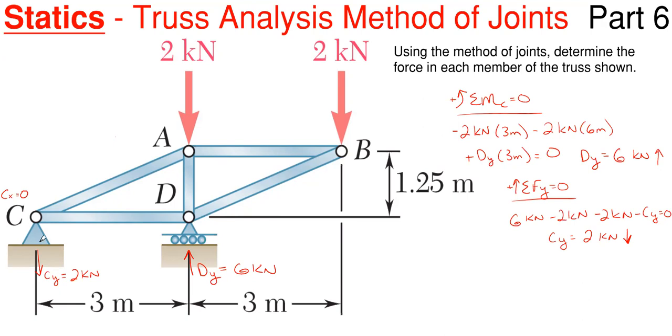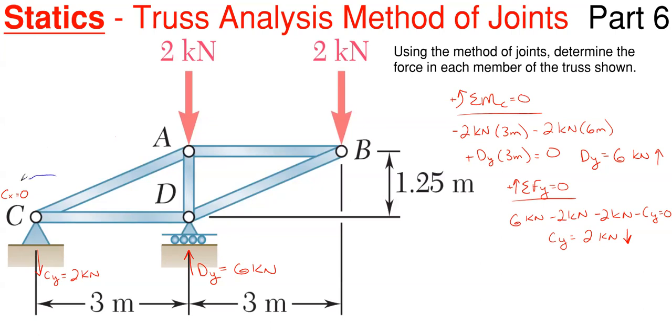All right, so that's your first process: getting the reactions for your trusses using the standard reaction procedure. Once you find your reactions, this is when you start using the method of joints. In the method of joints, you look at one single joint, isolate it out, and you are only concerned with the forces and the members acting on or attached to that joint. Typically a good joint to start at is one of your reaction joints. So let's start down here at joint C.